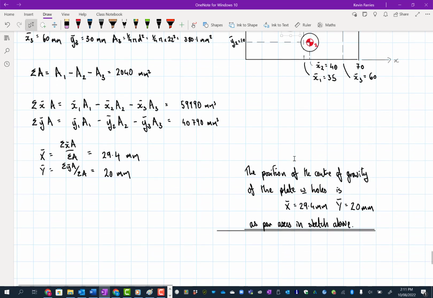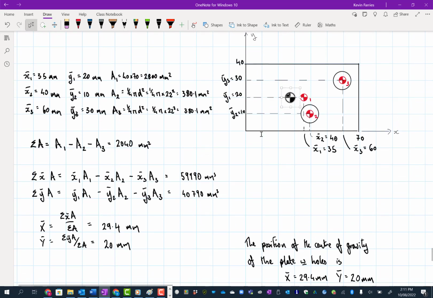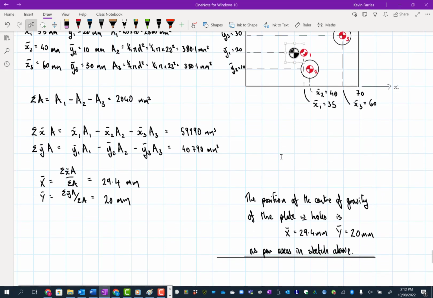In terms of x, it's ended up at 29.4, 2030, which is about here, which makes sense to me. It's just shifted back a little bit because you've taken away these holes compared to the rectangle itself. Because you've removed these holes, you've had to reposition to get the weight equal on both sides, taking a little bit less of this side and a little bit more of that side, so that you can counteract the loss of the mass of the material that was in these holes. So that's that one done.